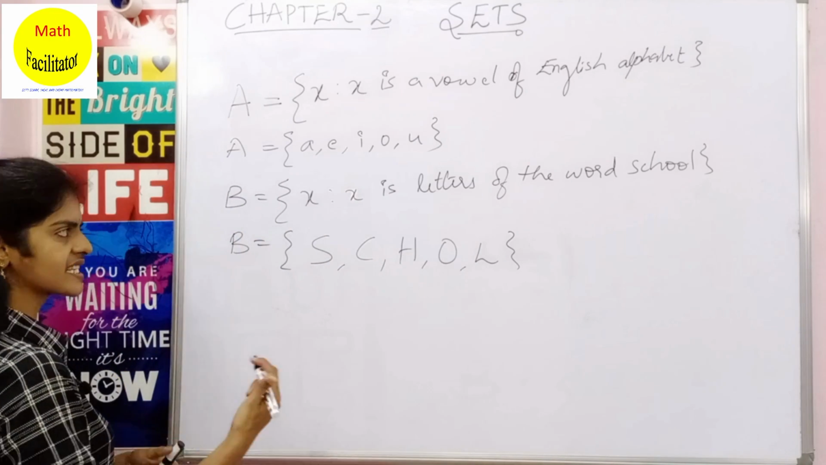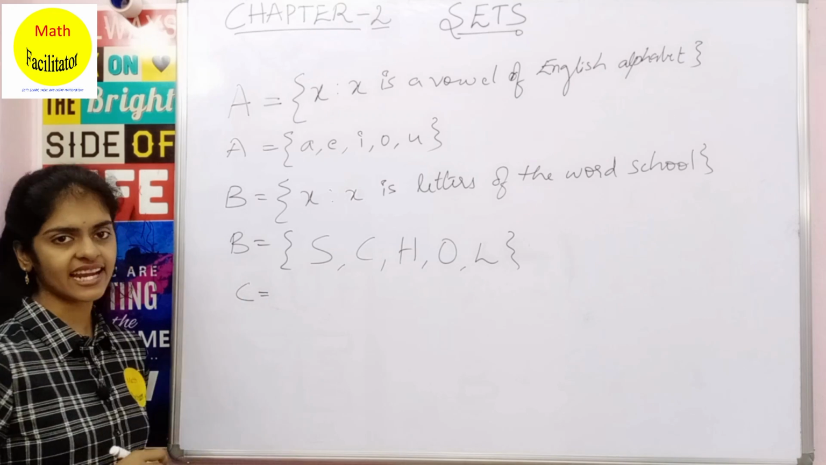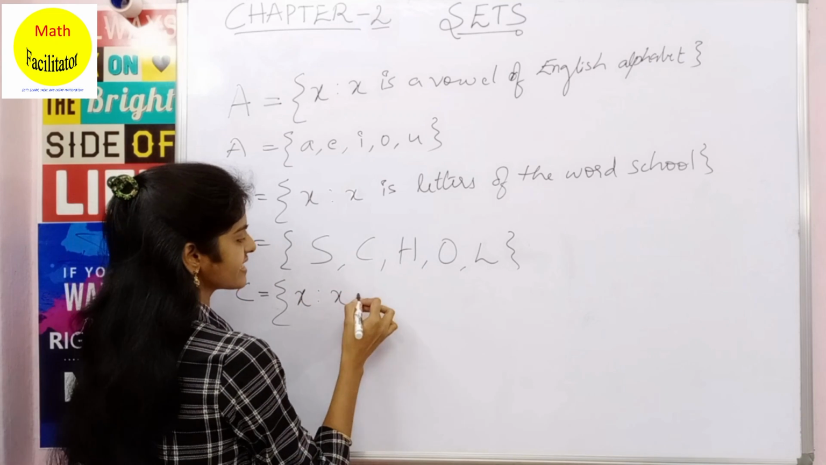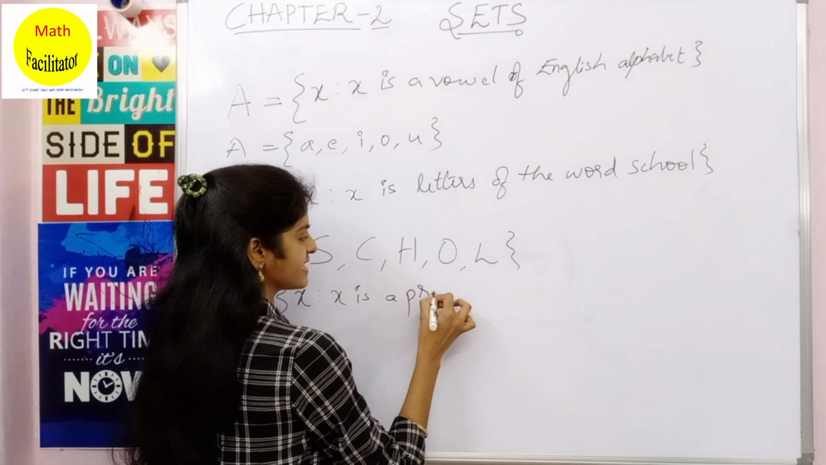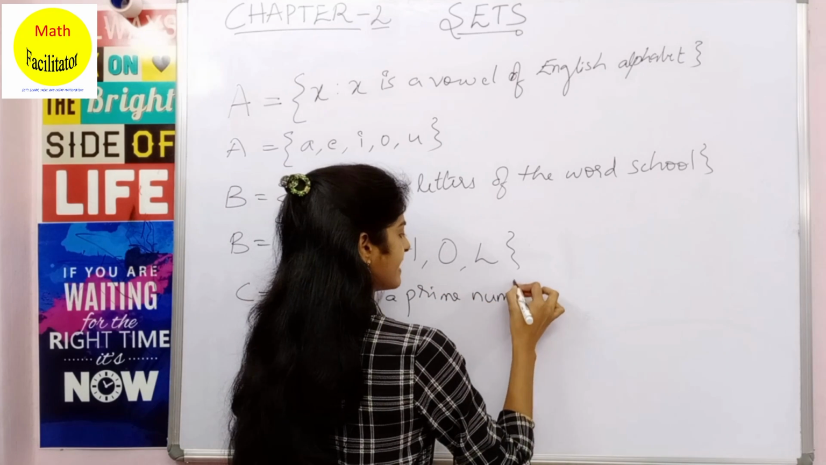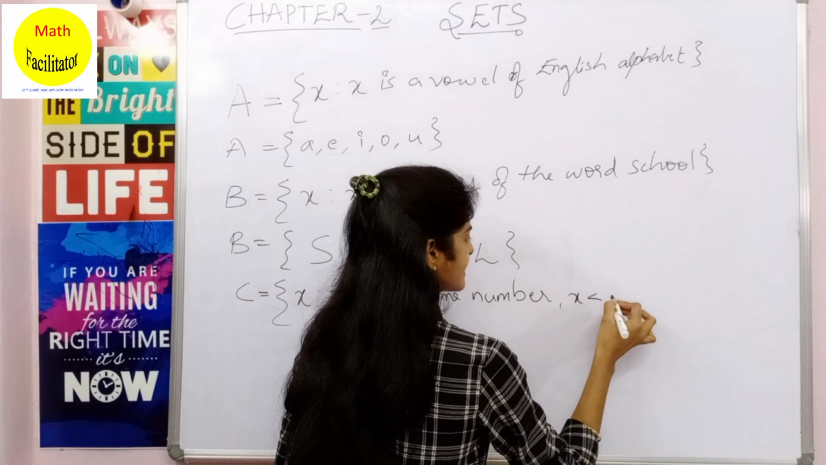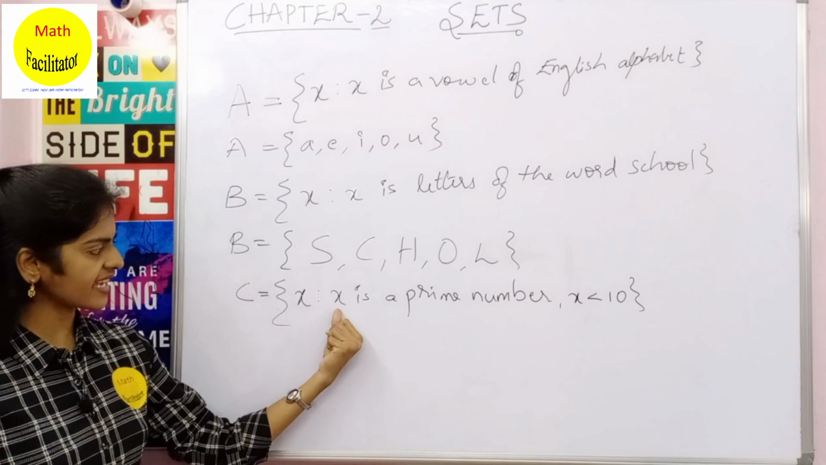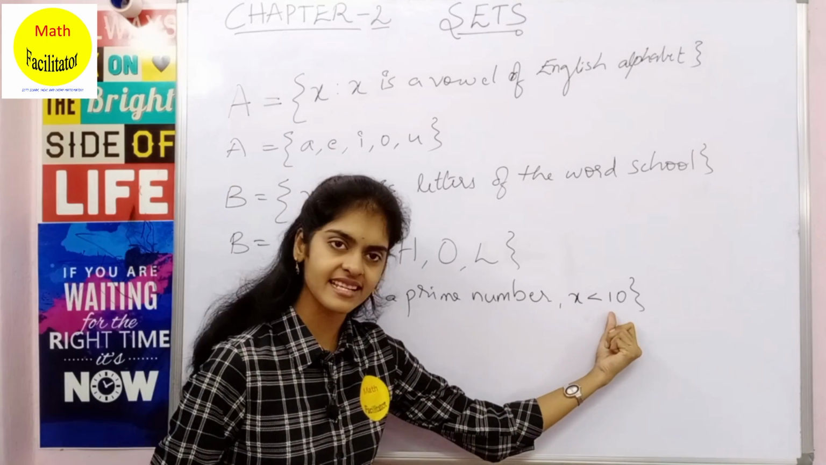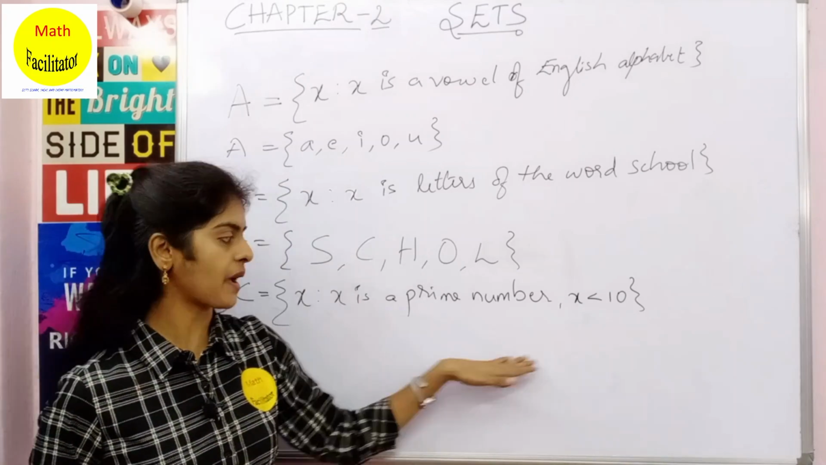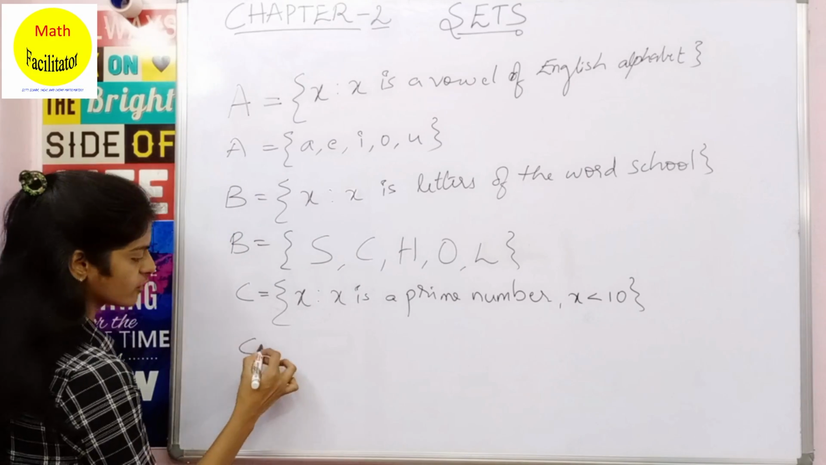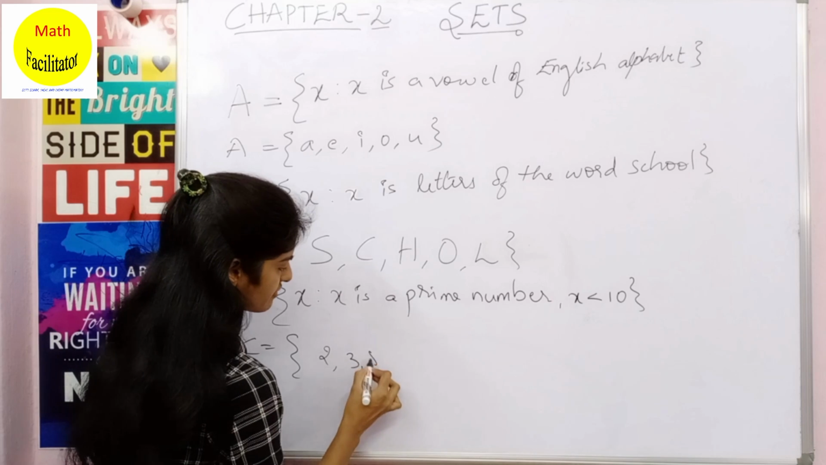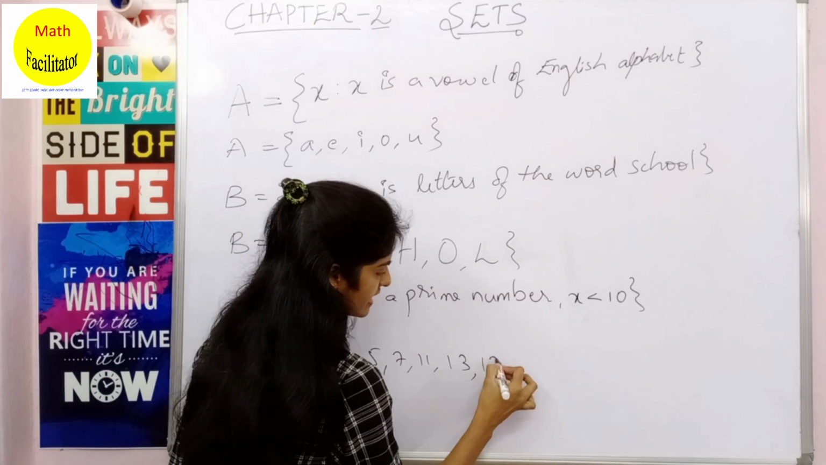Clear? So now let us take another example. Now let us take a set of prime numbers. So let X be a set such that x is a prime number, and the condition is x is less than 10. I am taking x such that x is a prime number and x is less than 10. This is nothing but a set builder form. I am giving the condition. So here let us write the roster form. I am telling x is a prime number. So it should be 2, 3, 5, 7, 11, 13, 17, 19 and so on.